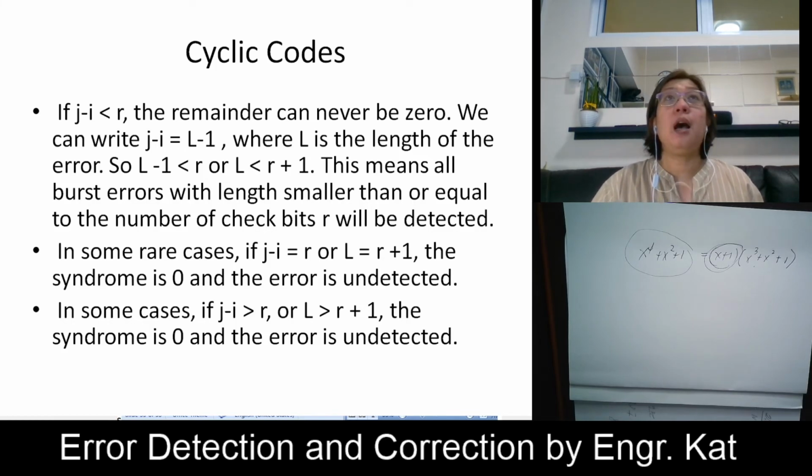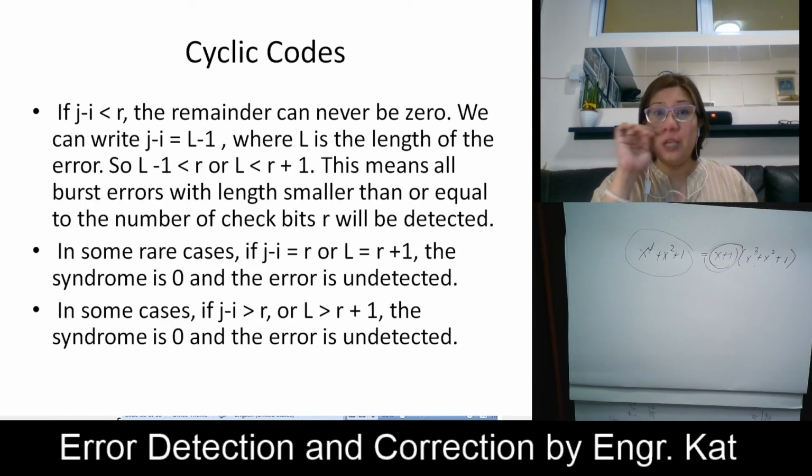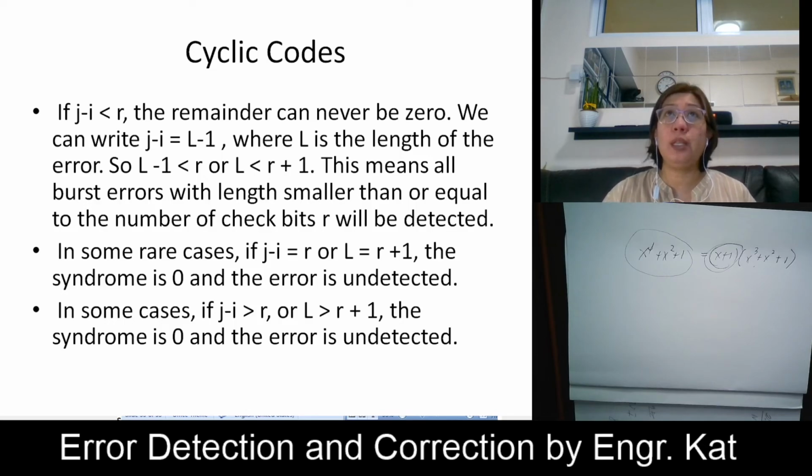First case is if j minus i is less than r, okay, so the remainder can never be 0. So we can write j minus i is equal to L minus 1, where L is the length of the error. So L minus 1 is less than r, or L is less than r plus 1. So this means all burst errors with lengths smaller than or equal to the number of check bits, which is your r, will be detected. Okay, so those are the number of bits that are appended to your original data word.